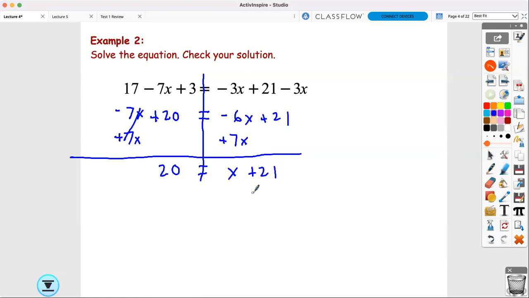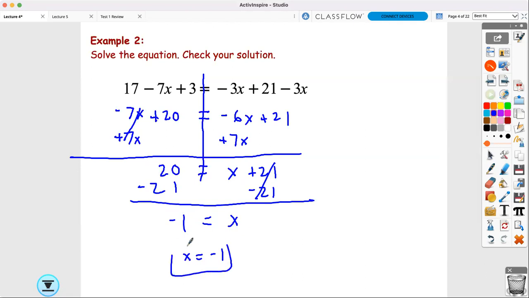I'm gonna go ahead and move the positive 21 to the other side by subtracting it because it's the opposite. Bring down the x, right? I have $20 and I spent 21, I owe the bank 1. So we get negative 1 equals x, which is the same thing as x equals negative 1.